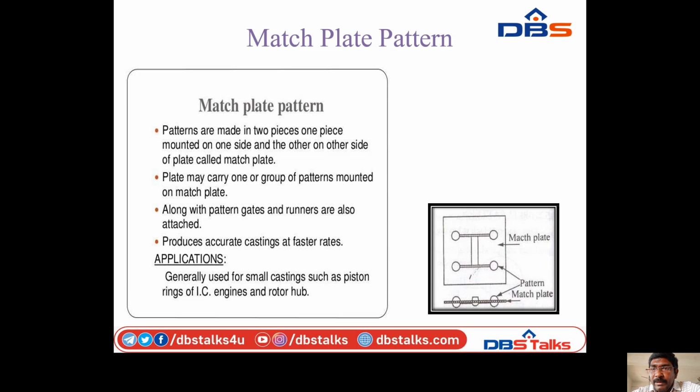So patterns are made in two pieces. One piece is mounted on one side and another piece on the other side of the plate, called the match plate. The plate may carry one or a group of patterns mounted on it. It produces accurate castings at fast rates. Applications are generally small castings such as piston rings of IC engines and rotor hubs.